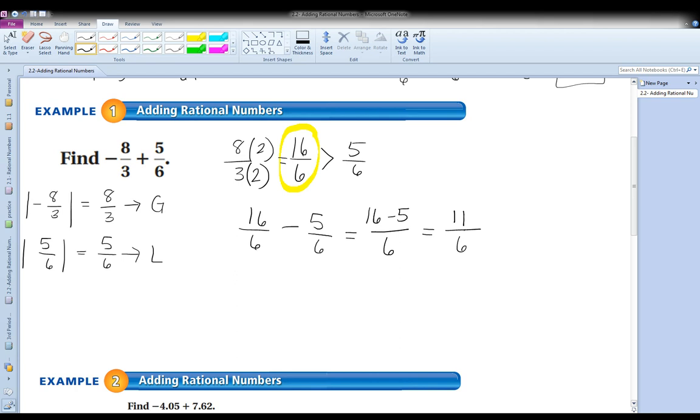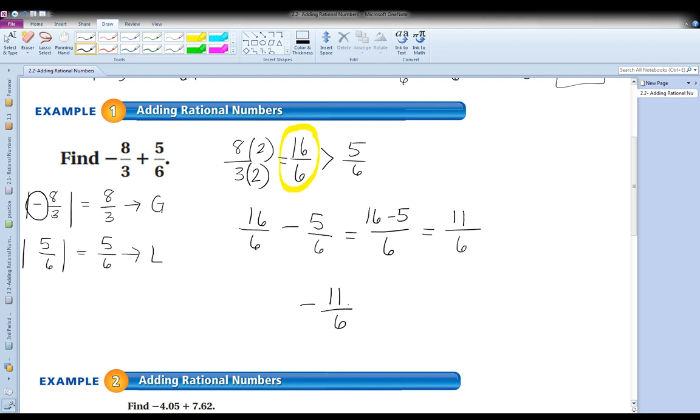We have one last step. We need to take the sign of the greater absolute value. This is the greater absolute value, so I need to come over here. It's a negative sign. So that means my answer is going to be negative 11 over 6.